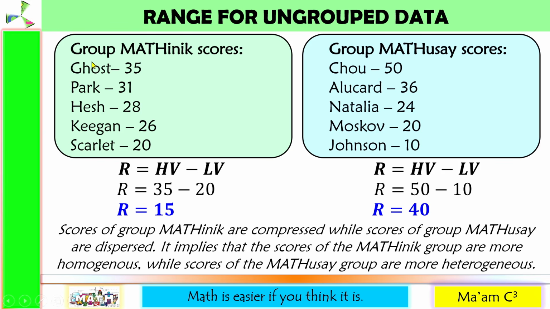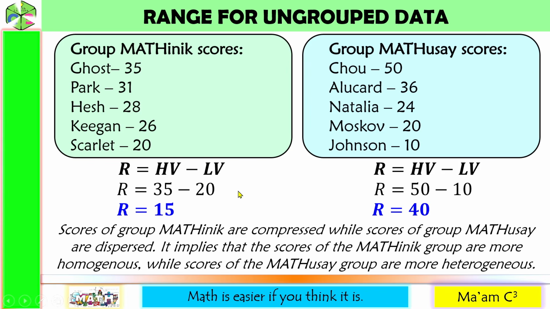Scores of group Matinik are compressed, while scores of group Mat-Husay are dispersed. It implies that the scores of Matinik group are more homogeneous, while the scores of Mat-Husay group are more heterogeneous. If I am to conclude with respect to the range, I would say that group Matinik performed better because their scores are close to one another.